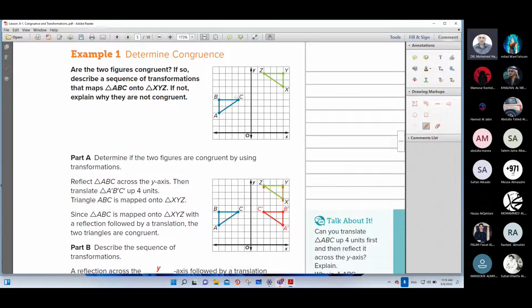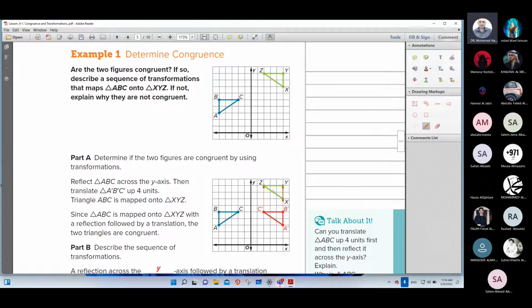As you see here, we have the pre-image, and here is the image. This triangle will be reflected to this triangle about the y-axis. Then, from this case to this case, we have a translation of this triangle. So here we have 2 steps: we have reflection, then we have translation.